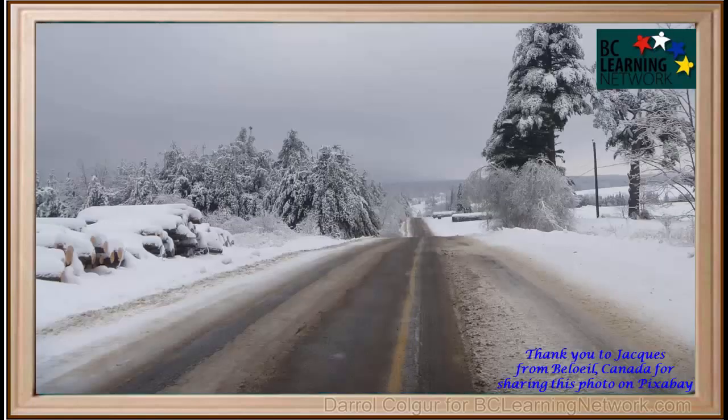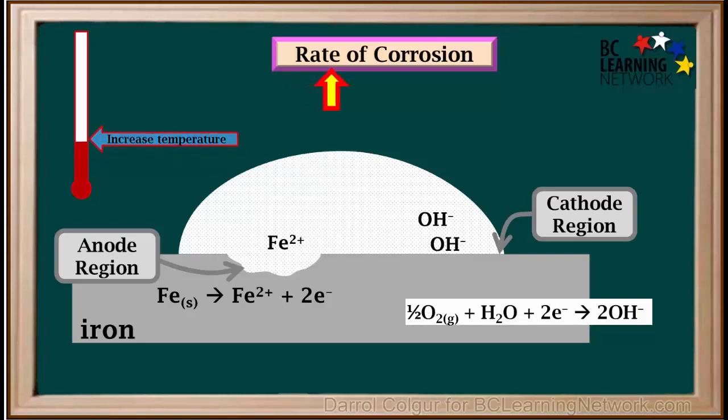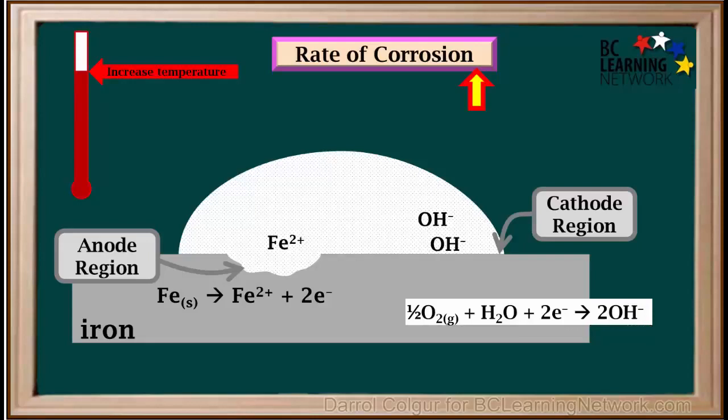In wintertime, salt is spread on roads to melt ice and snow. Salty water that is splashed on vehicles can greatly increase the rate of rusting if they are unprotected. We should also point out that as temperature increases, the rate of corrosion also increases. All reactions increase in rate as the temperature increases.